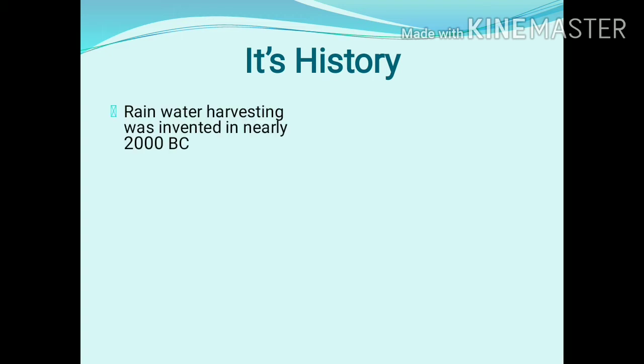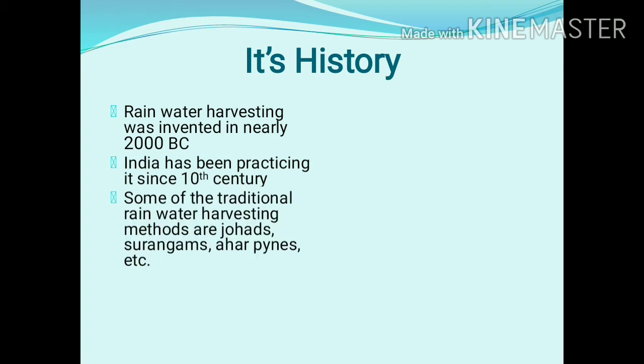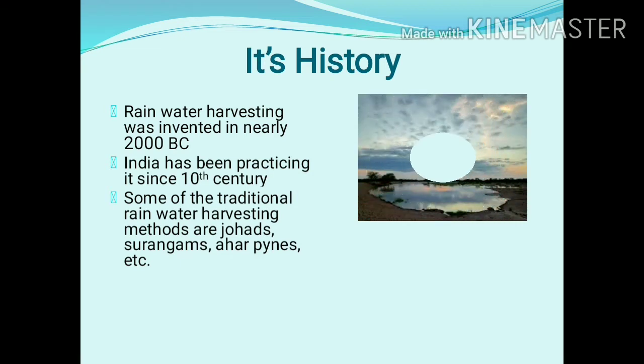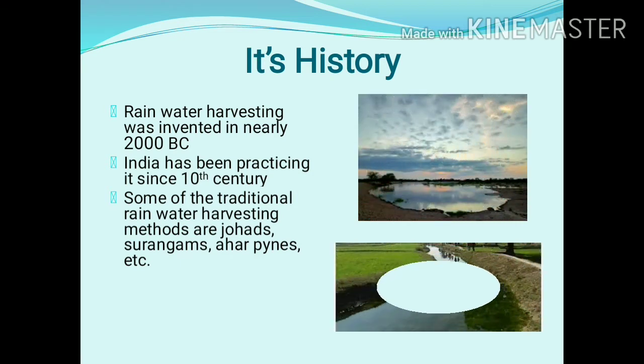Now, let's see the history of rainwater harvesting. Rainwater harvesting was invented in nearly 2000 BC. India has been practicing it since the 10th century. Some of the traditional rainwater harvesting methods are johads, surangams, ahar, etc.